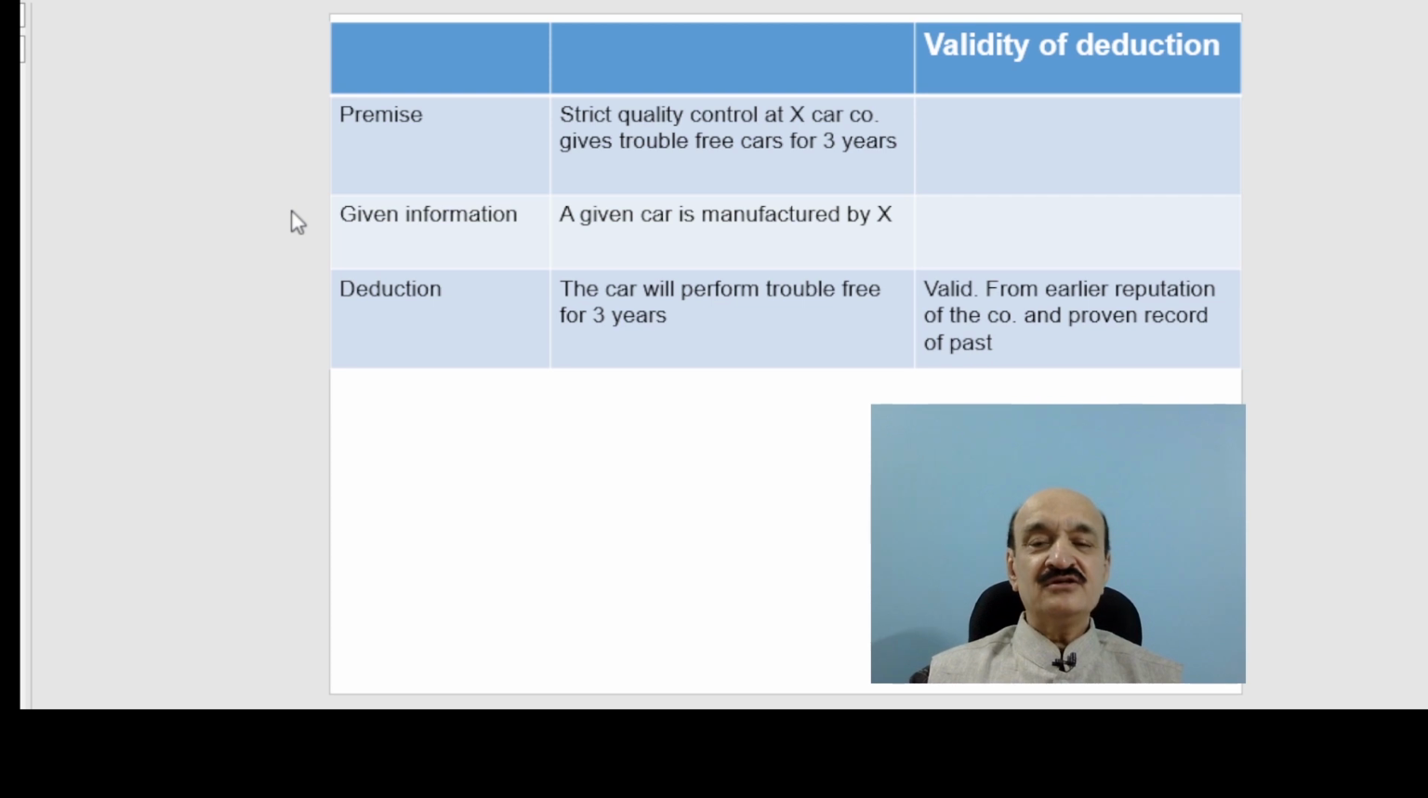Now, is it a valid deduction? Of course, it's a valid deduction because from the earlier reputation and the history of the company, we can definitely deduce that the company will indeed be able to give a car which is trouble-free for 3 years. So that's called deduction. So how did we deduce? Lot of cars in the past have been giving trouble-free performance for 3 years. So that's from many to sample. That means to this specific new car model that is manufactured by this company. So is it applicable? Yes, it is applicable. So it's a valid deduction.